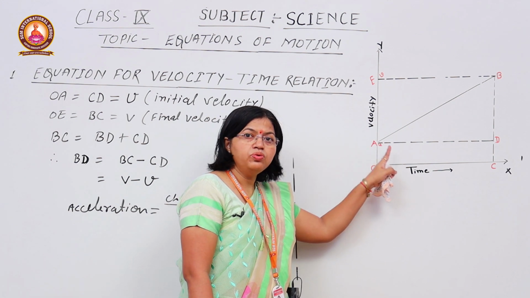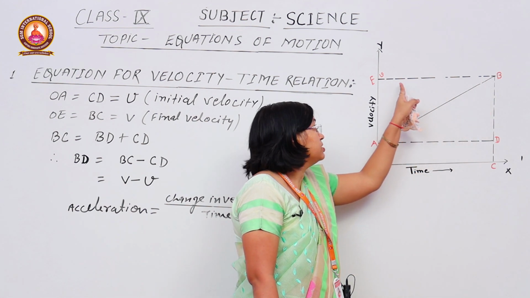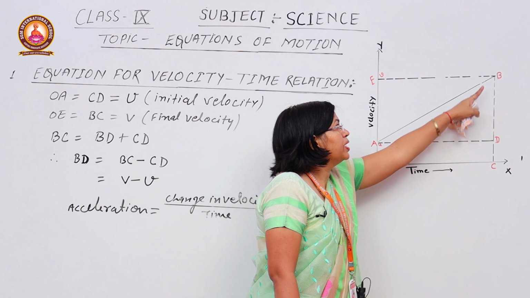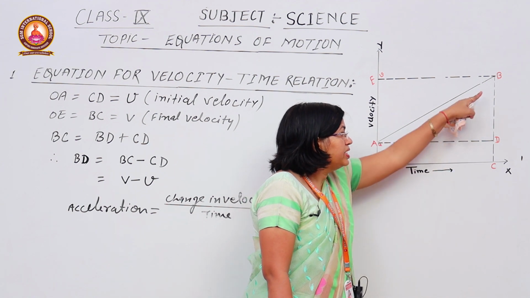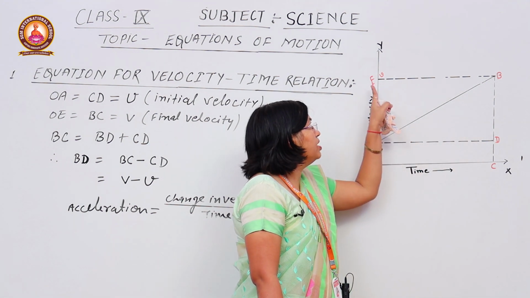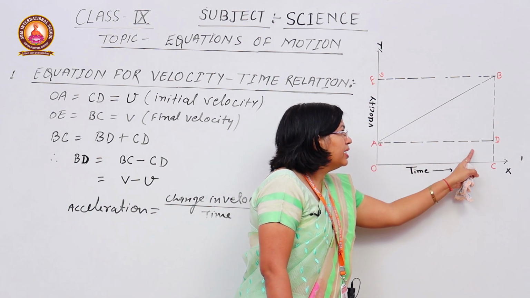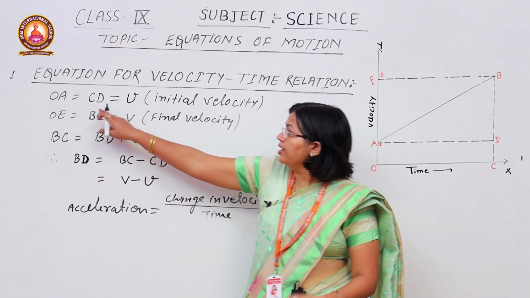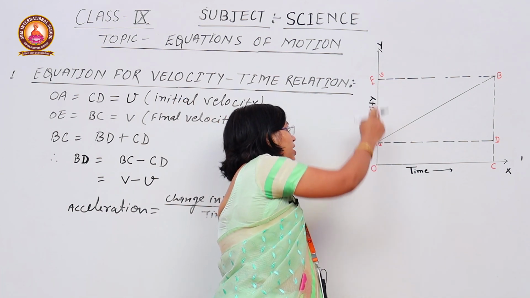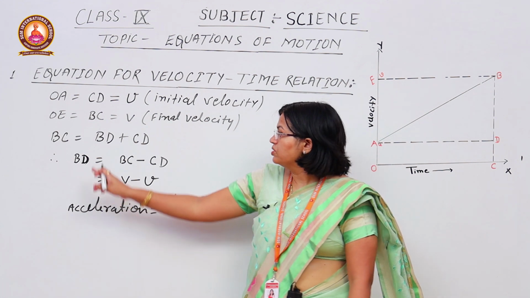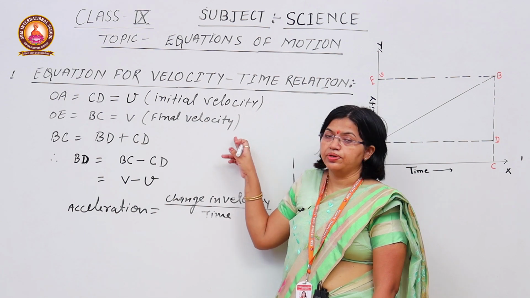At point A, u is the initial velocity. When the object reaches point B, at that point the velocity is v. Let us draw perpendiculars from point B on the velocity and time axes respectively, BC on the time axis and BE on the velocity axis. Look at the graph. OA is parallel to CD, therefore OA is equal to CD, that is equal to u, the initial velocity. Then OE is equal to BC, that is equal to the final velocity.